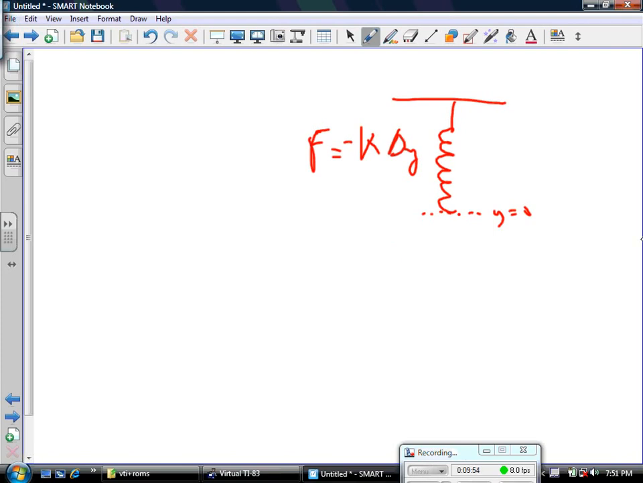It works against you, right? If you pull it, it gets harder and harder to pull as delta y gets bigger. If you smush it, if you compress it, as delta y gets bigger, it's getting harder and harder to compress it. Right? So as delta y gets bigger, the force is stronger.